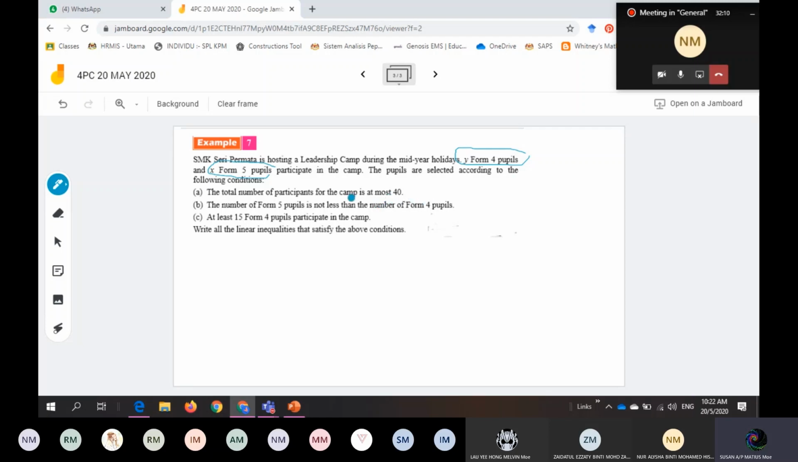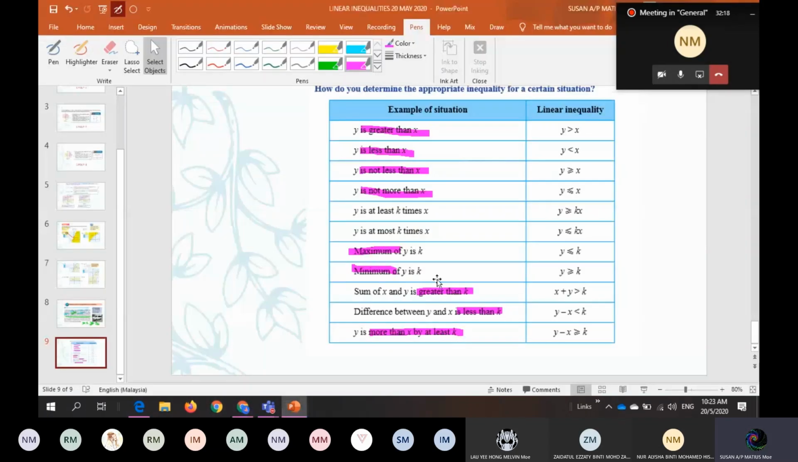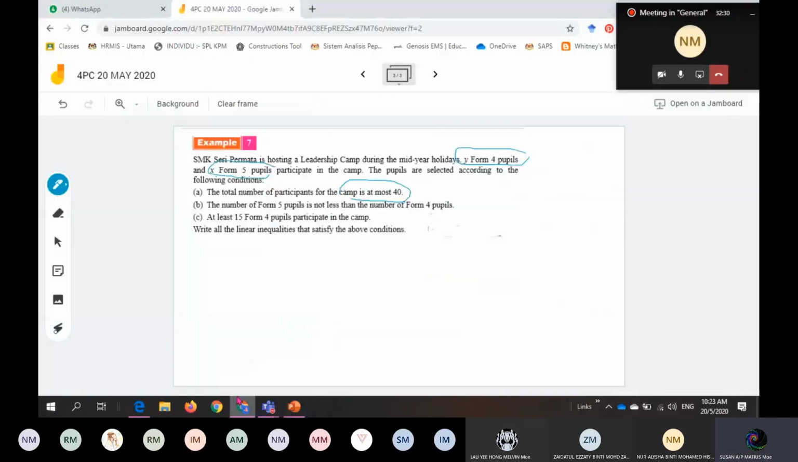What does it mean? At most 40. Let's look at our PowerPoint again. Can you see this, guys? If it is at most, what is the symbol that you use? This is how you refer to it. For the beginning, of course, you may refer to the book first. Once you are very familiar with it, it's going to be much easier.